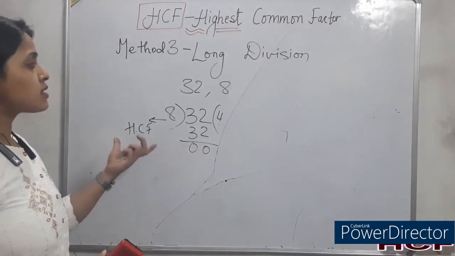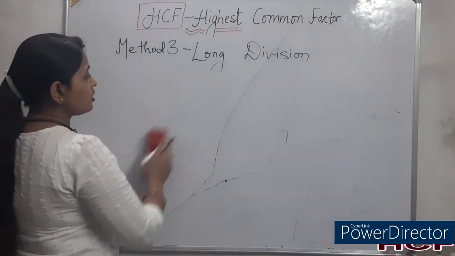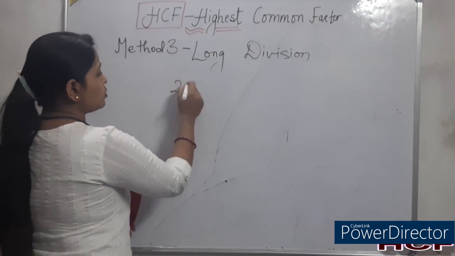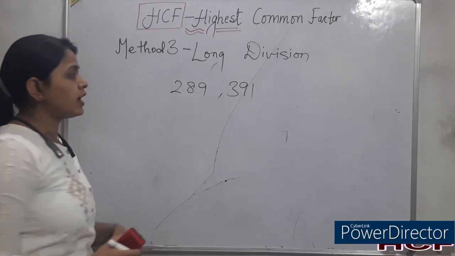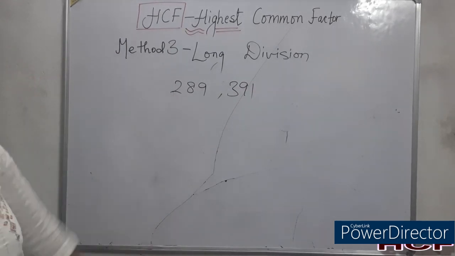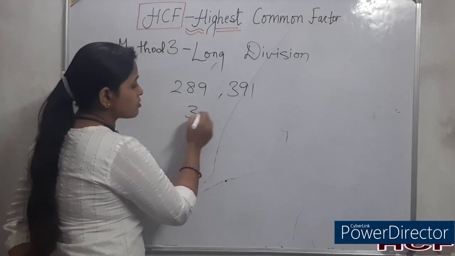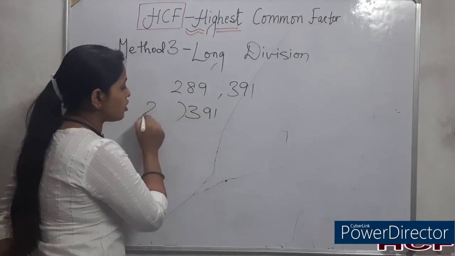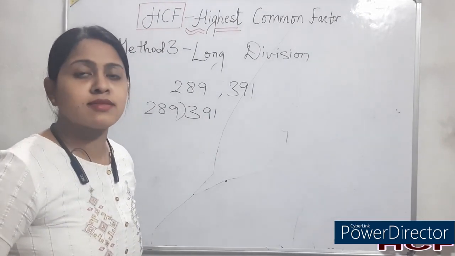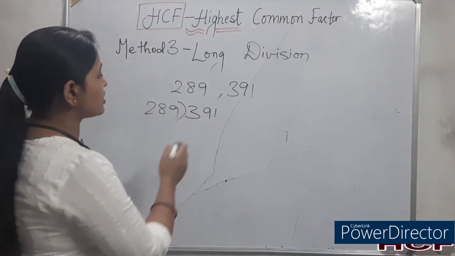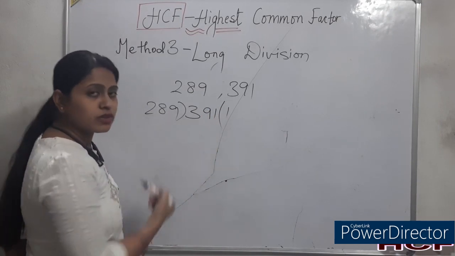Okay. Let's take one more example, that is 289 and 391. So when we divide the greater number, 391, by the smaller one, 289, here we have to divide the greatest by the smallest. So let's divide it with 1. When we divide it with 1, what do we get?